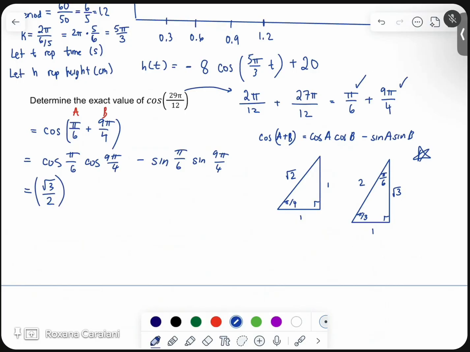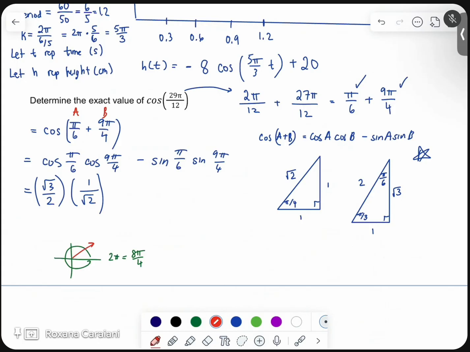Now, when I go to cos 9 pi over 4, I know I'm going to use the pi over 4 triangle, and from that one, adjacent is 1, and hypotenuse is root 2, but I have to think about what quadrant 9 pi over 4 is in. Now, we know a full rotation takes me to 2 pi, and 2 pi is 8 pi over 4. And the angle 9 pi over 4 is actually more than that, just a little bit more, just an extra pi over 4, which means 9 pi over 4 is actually still in quadrant 1, just a rotation away.